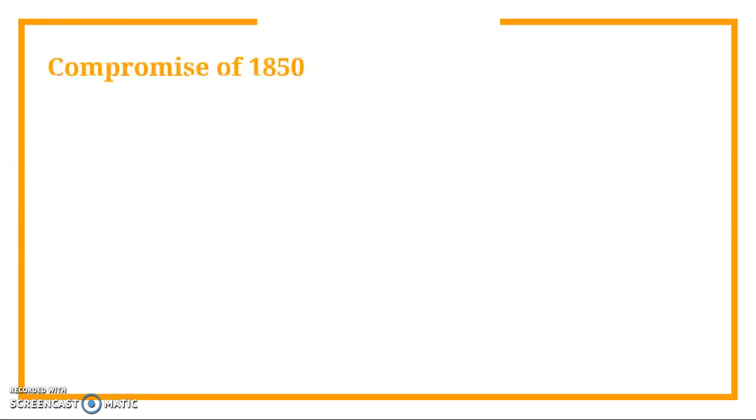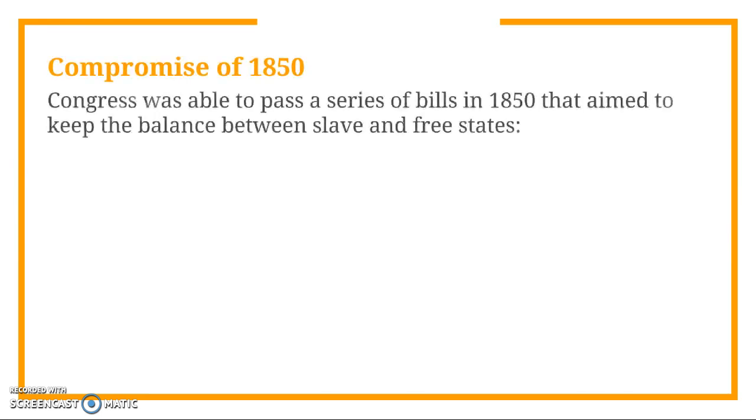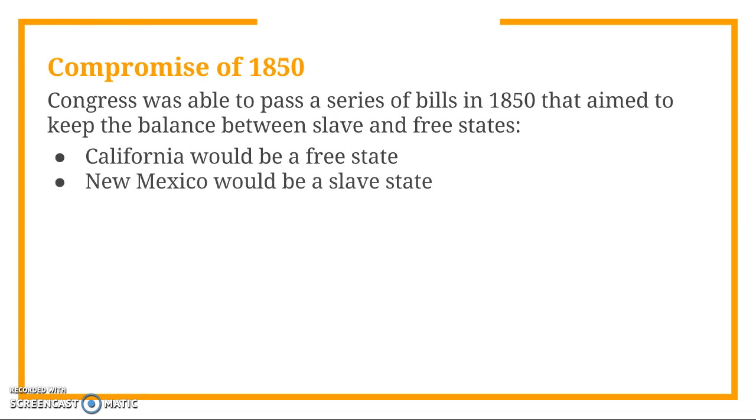Now, the debate around California joining the Union led to a series of bills that were called together the Compromise of 1850. And again, this was another compromise that looked to keep the balance between slave and free states. So under this compromise, California was admitted to the Union as a free state. New Mexico would join the Union as a slave state.